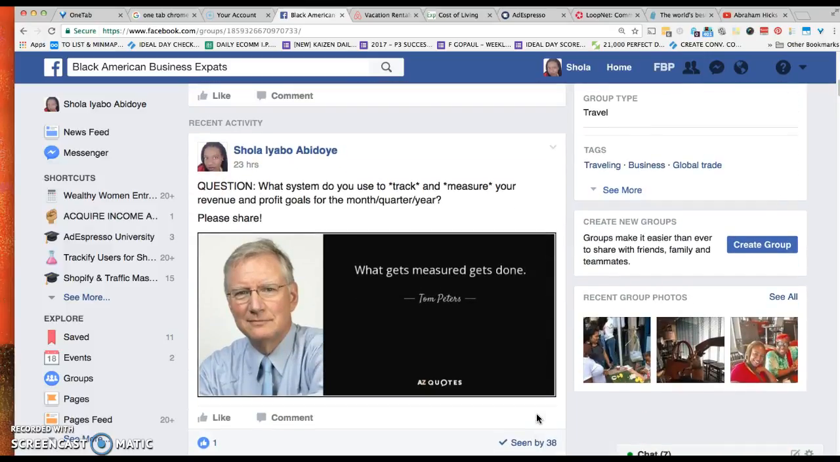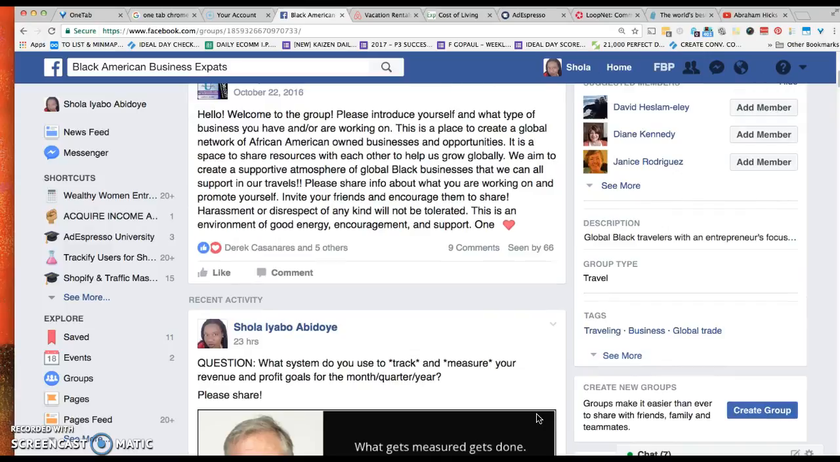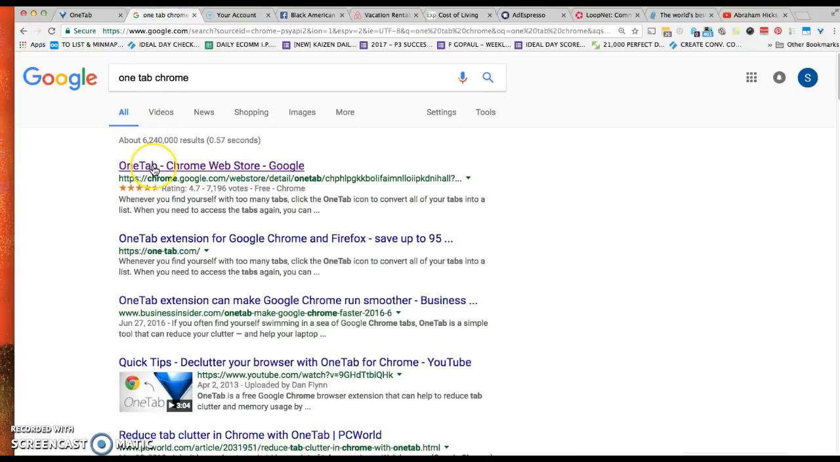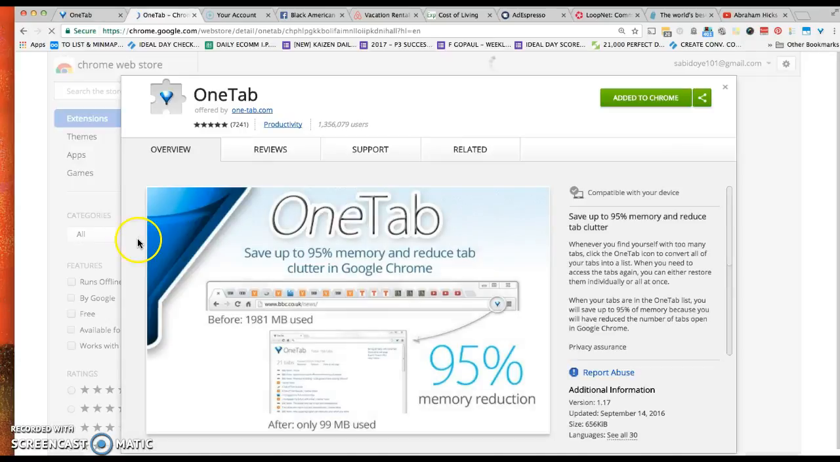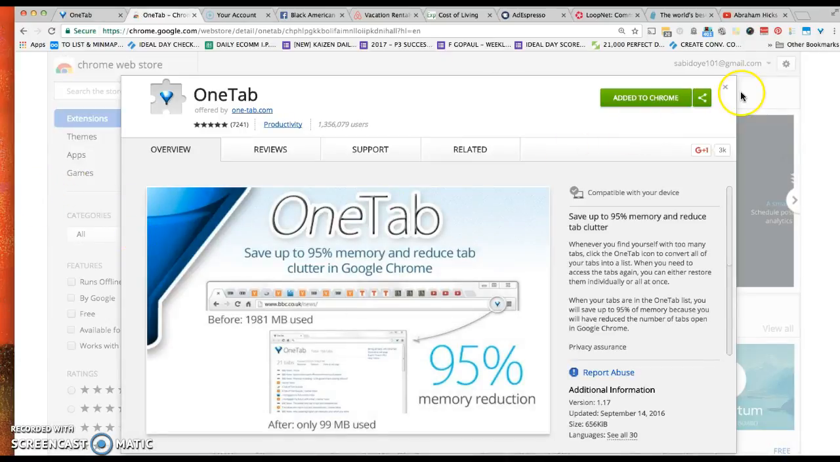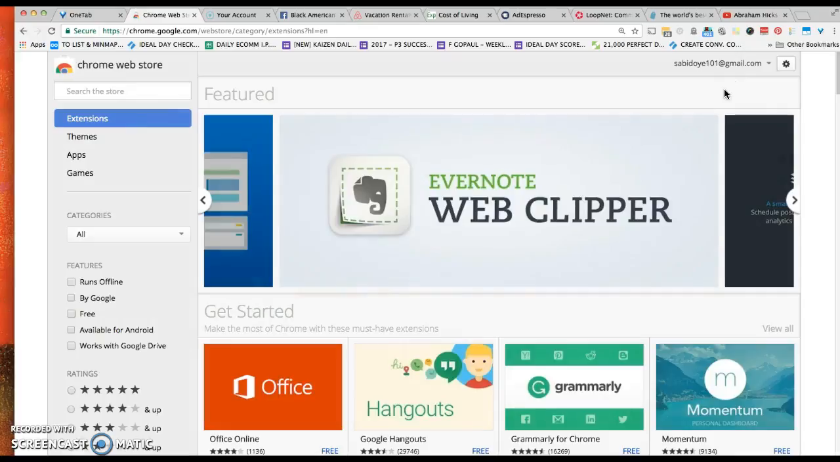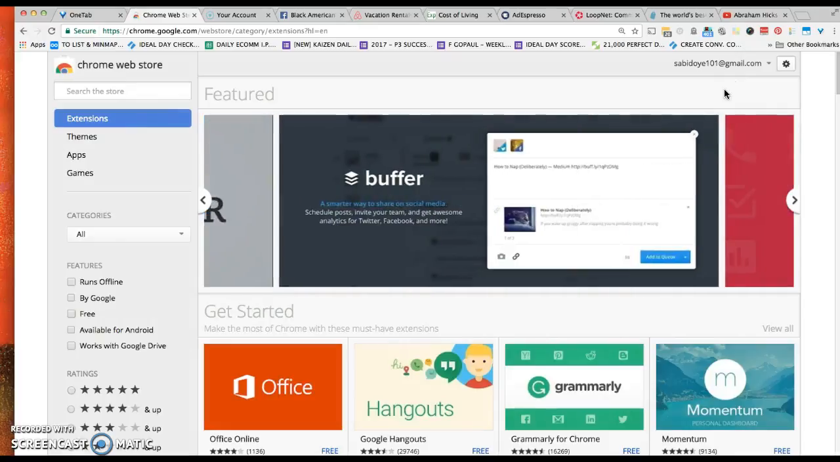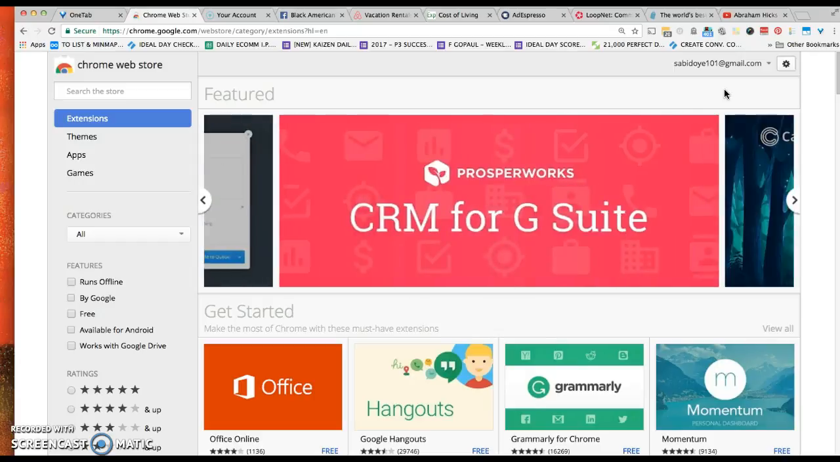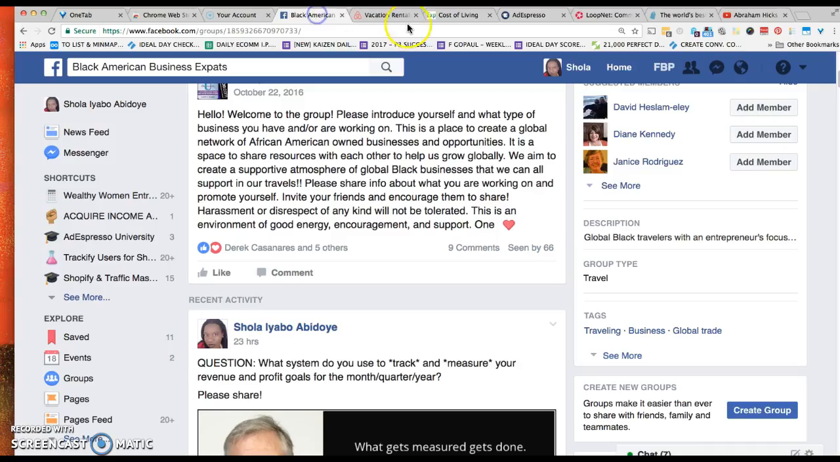Okay, so in that regard, let me start out with one of my favorite tools, which you can find in the Google Chrome store called OneTap. So let's think about what the problem is. Let's say you wake up one Monday morning and you decide to do some research on different home bases around the world, or moving, if you're a digital nomad, moving to another city. So you can easily imagine yourself in this scenario.